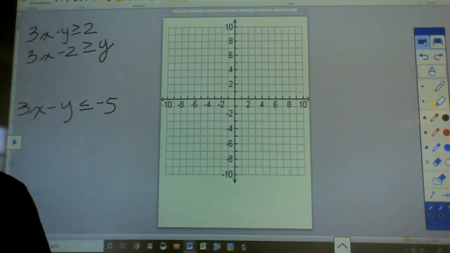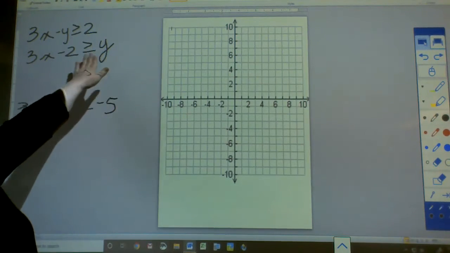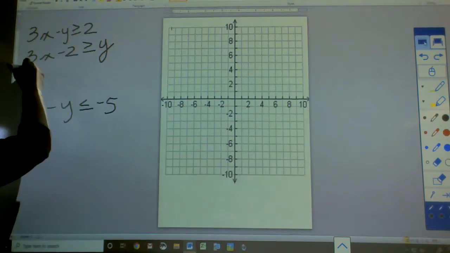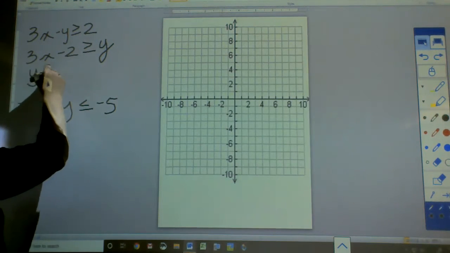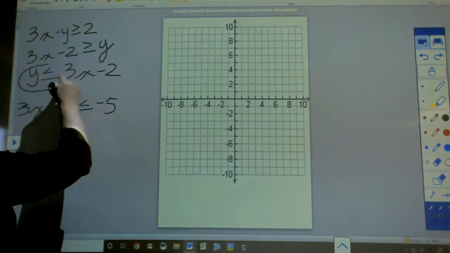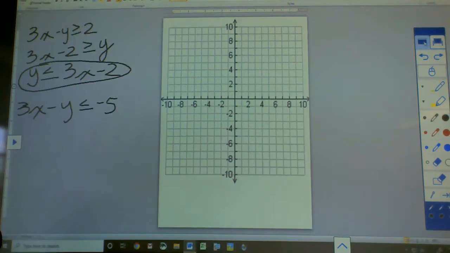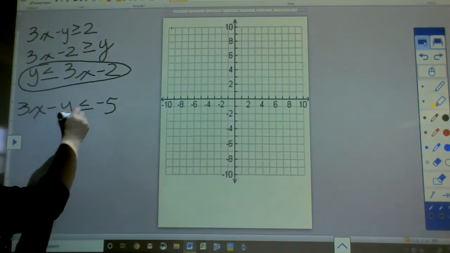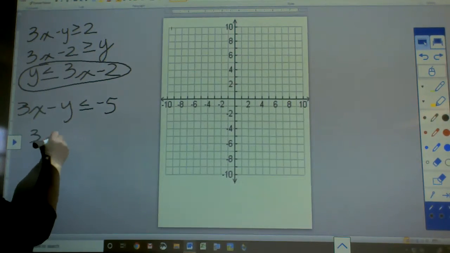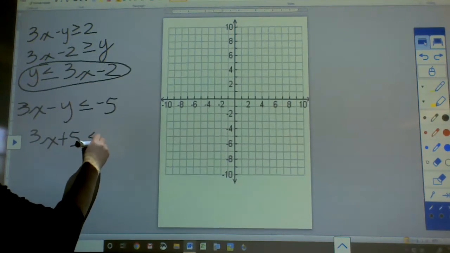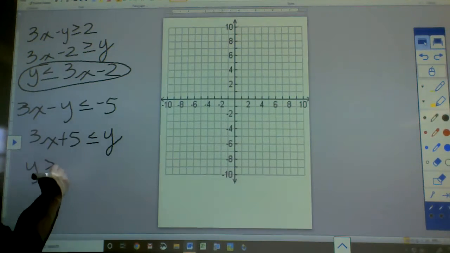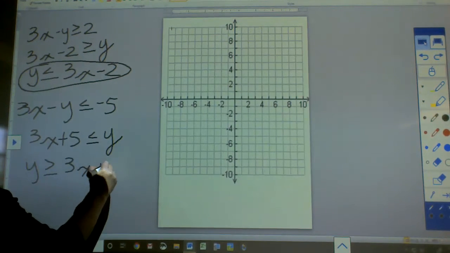A lot of you like to rewrite this and don't like reading backwards. So we're just going to rewrite it how we would read it. Y is less than or equal to 3x minus 2. So that's the first inequality that I'm going to graph. We're going to do the same thing here with this one. We're going to move the y over and then move the 5 over. So we get 3x plus 5 is less than y. And then we just rewrite it: y is greater than 3x plus 5.